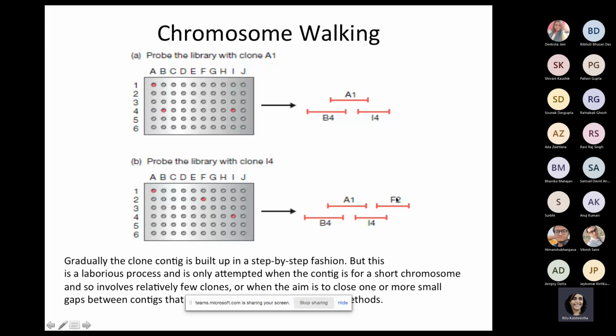You have to do Southern hybridization, you have to generate probes, and then you have to see that these are overlapping. Then you have to generate a probe for the last clone that you know, and again walk further, and so on. So it's a slow approach, but for smaller assemblies, chromosome walking is still one approach that you can go for. But obviously, for much bigger genomes, it is not a good approach. It will take time, basically.